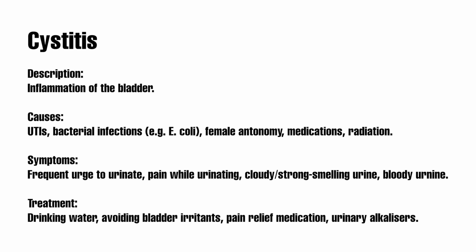Next up is cystitis. Cystitis is the inflammation of the bladder. Common causes for this condition are urinary tract infections, or UTIs, bacterial infections, such as E. coli, female anatomy, medications, and radiation. Symptoms include frequent urges to urinate, pain while urinating, cloudy or strong odor urine, and bloody urine. Common treatments for this condition are drinking water, avoiding bladder irritants, pain relief medication, and urinary alkalizers.